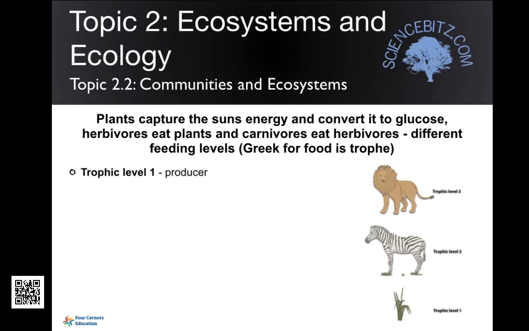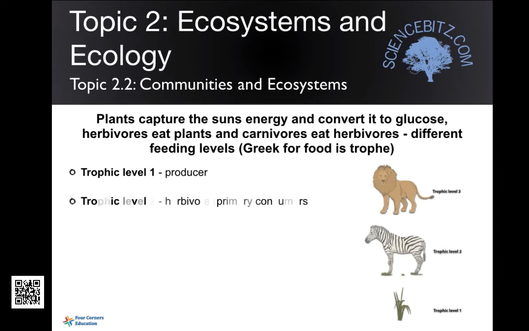If you notice next to each of them, they've actually got this word trophic level. And trophic level just means the level they are inside the feeding relationship. Plants capture the sun's energy and convert it to glucose. But herbivores eat plants and carnivores eat herbivores. Each of them is at a different feeding level. And this word trophic comes from the Greek word troph, which just means food. An old English word for feed, to eat too much, is to trough.